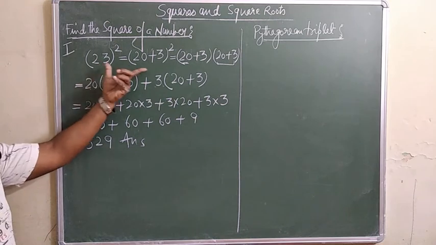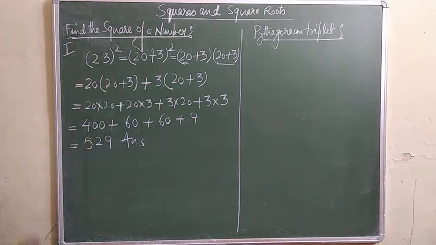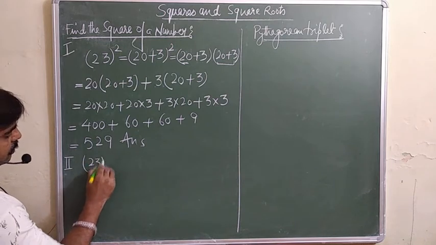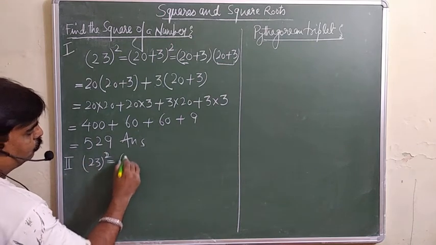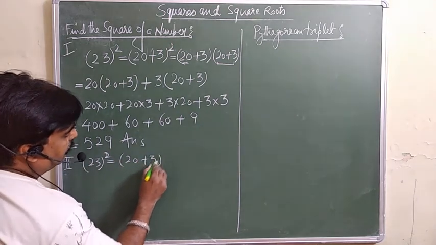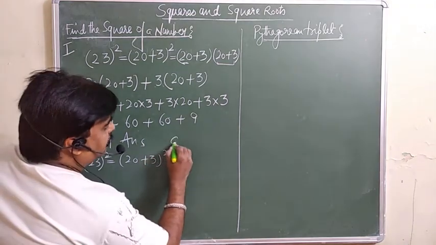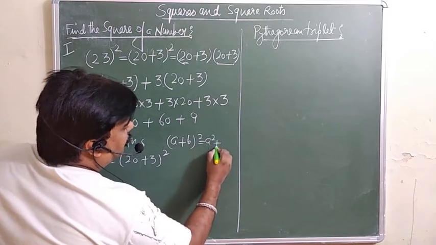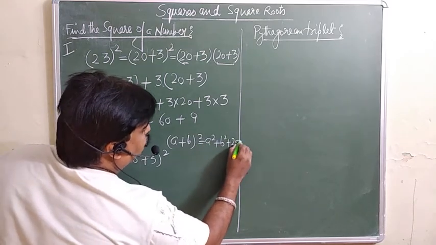Second, then you can apply the identity. हम ऐसे भी कर सकते हैं इसको, 23 whole square. We can write it same as usual, 20 plus 3 whole square. But here we can apply this identity: (A plus B) whole square is equal to A square plus B square plus 2AB.